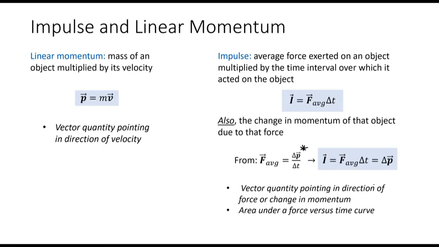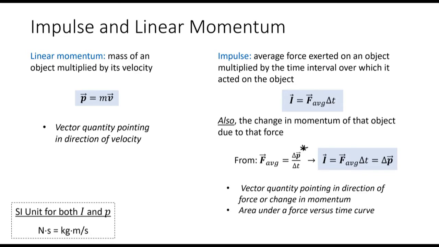And then it turns out that the average force multiplied by change in time, you can also calculate impulse as the area underneath a force versus time curve. So just like, remember, work was F delta x, and then we calculated work as the area under a force versus displacement curve. And so I is F delta t, and so really I can be calculated as the area under a force versus time curve.